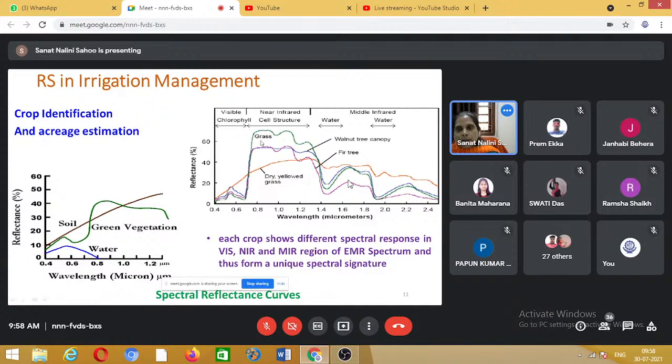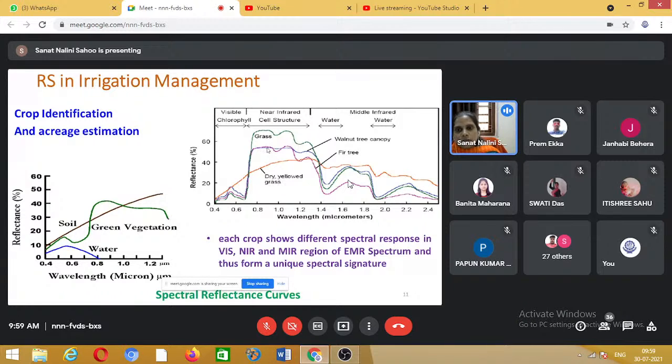Because you see, this is a green grass. That is why the chlorophyll content is more. Since your chlorophyll content is more, your reflectance value is more. But where it is dry yellow grass, that means a stressed vegetation, where the vegetation has been diseased, or it's not green, it's not healthy, it is stressed.